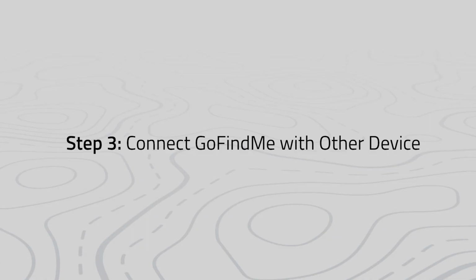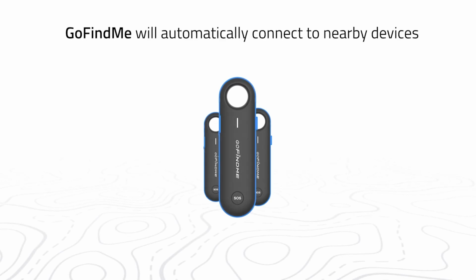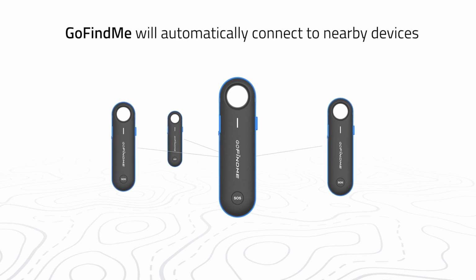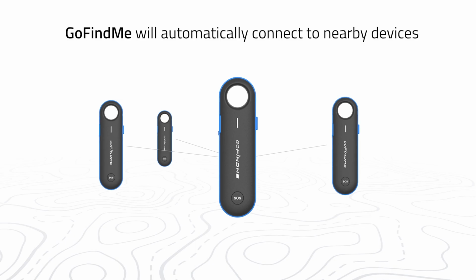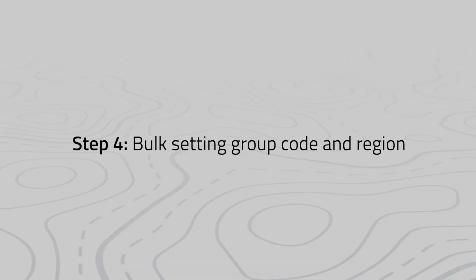Normally, GoFindMe devices will pair to each other automatically without extra settings, as long as they share the same group code. To guarantee an encrypted communicating of your group, we suggest you bulk modify the group code and region for all devices in your group.